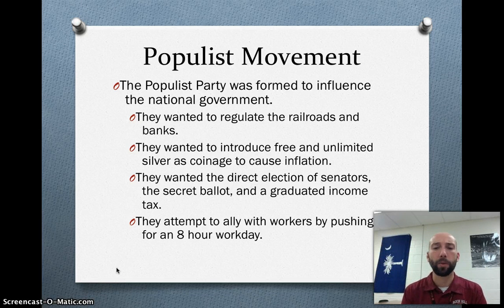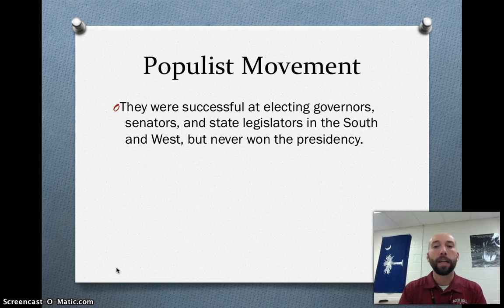And they also want a graduated income tax. That means the more you make, the more you pay. And that, again, doesn't happen during the populist era, but it does happen later. We have it today. And they also try to ally with workers. They want to push for an 8-hour workday to try to help workers out and try to make this a more national movement. They do have some success. They elect a few populist governors, they elect some populist senators and some state legislatures in the South and West, but they never win the presidency.